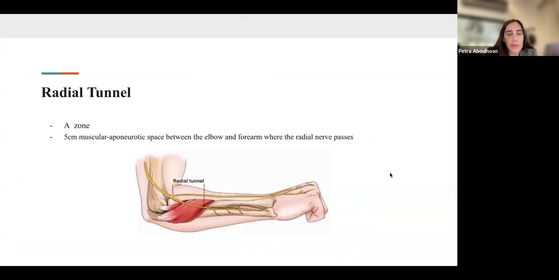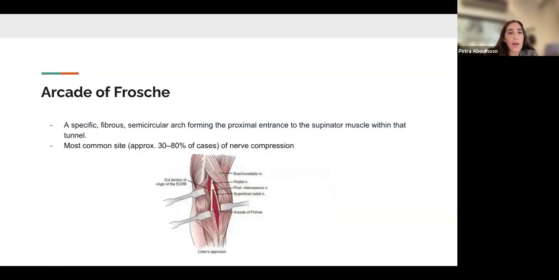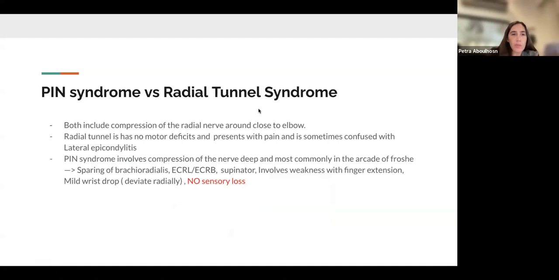In general, what is a radial tunnel? So it's basically a zone. It's a 5 centimeter muscular aponeurotic space between the elbow and forearm where the radial nerve passes. And then the arcade of Frosch is a specific fibrous semicircular arch forming the proximal entrance to the supinator muscle within that tunnel. And that is within the radial tunnel, and it's actually the most common site of radial nerve compression. So when we differentiate these two terms, basically when we use the term radial tunnel syndrome, we talk about pain.